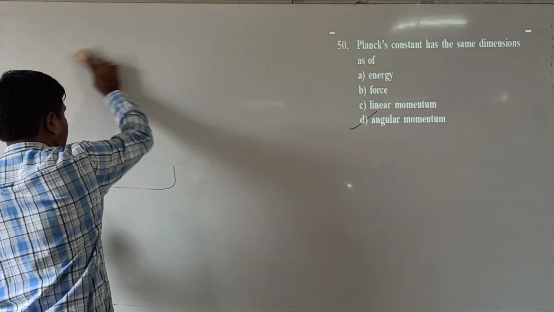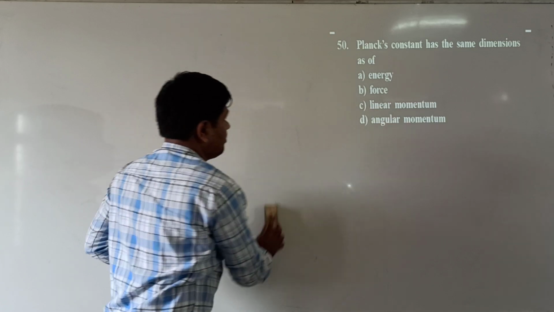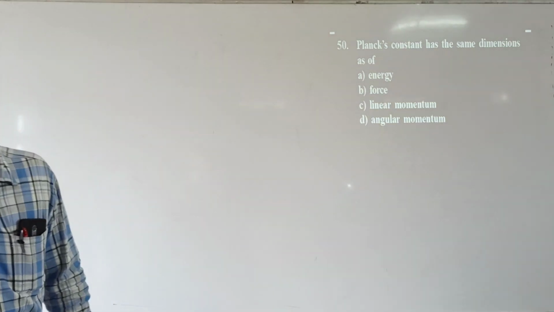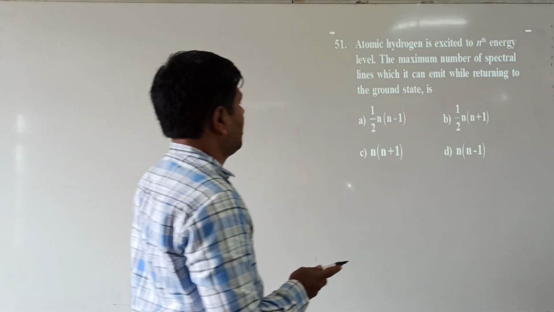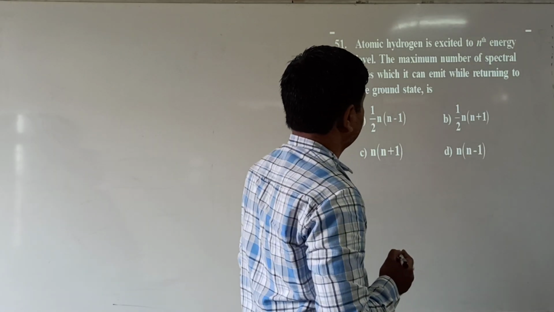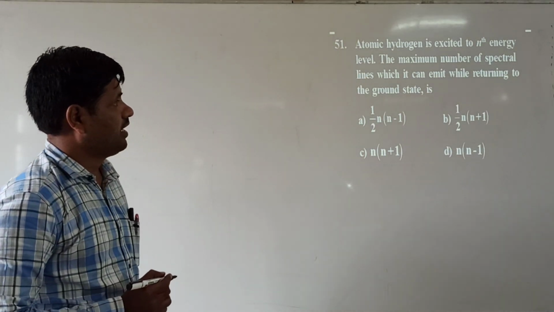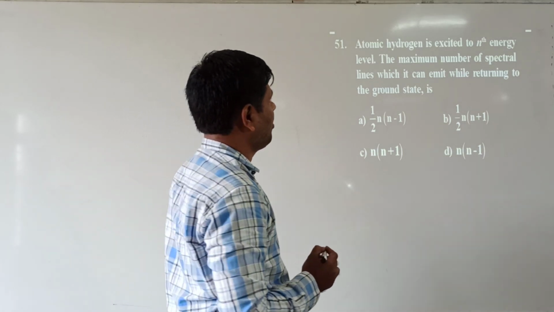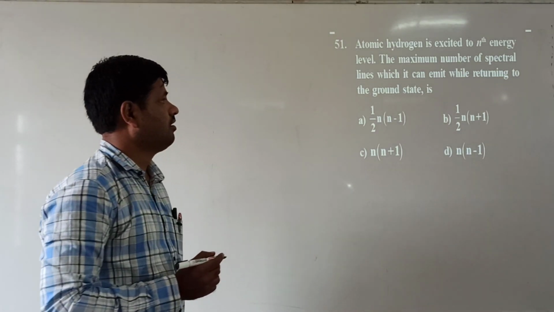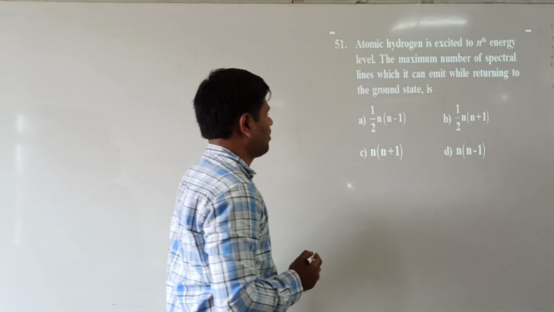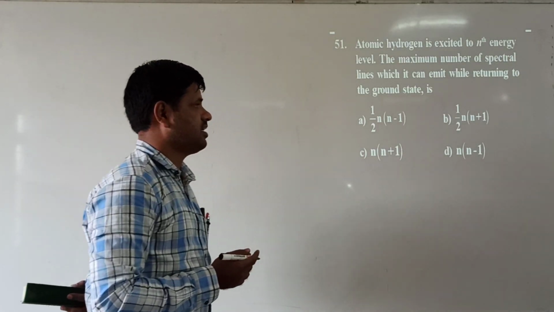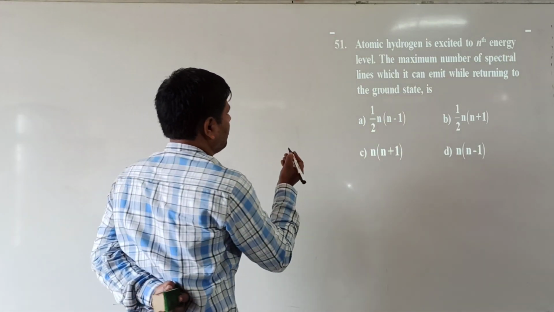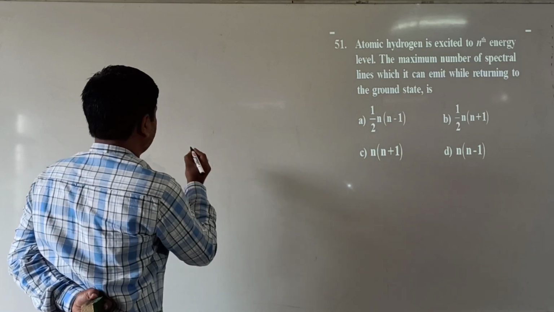Next we see question number 51. Atomic hydrogen is excited to the nth energy level. The number of spectral lines which can be emitted while returning to the ground state. There is a direct formula for the number of spectral lines when returning to the ground state.